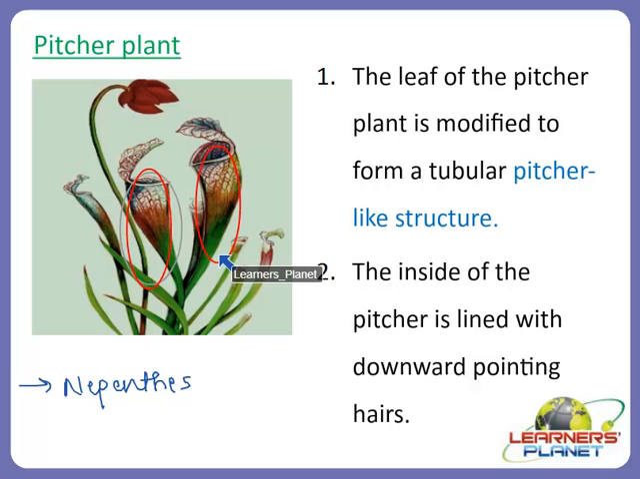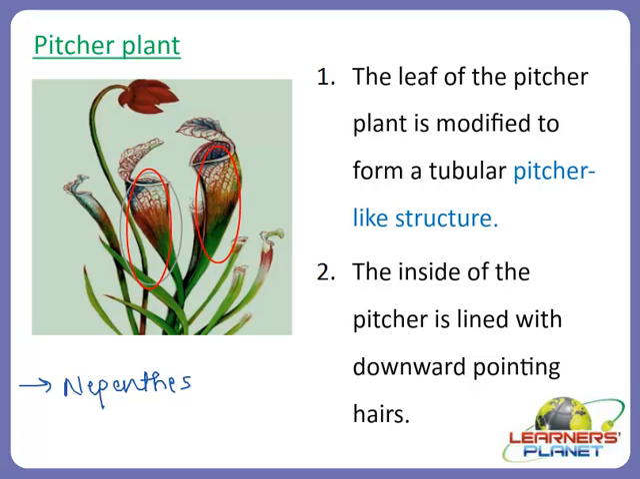Can you see in the image that it is green in color, and that is why we can say that the pitcher plant is an autotrophic plant. It is an autotroph, but it possesses a heterotrophic mode of nutrition because it digests the insects. So this is about the pitcher plant.